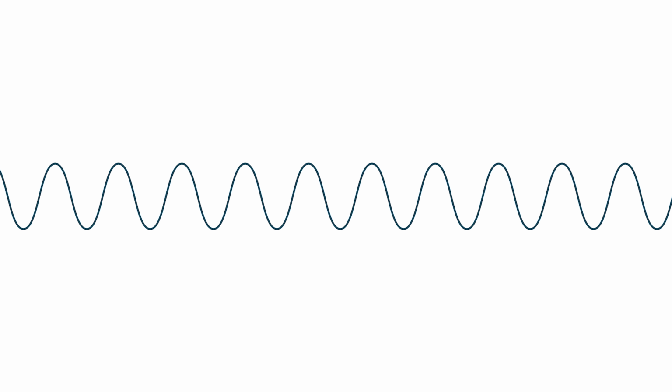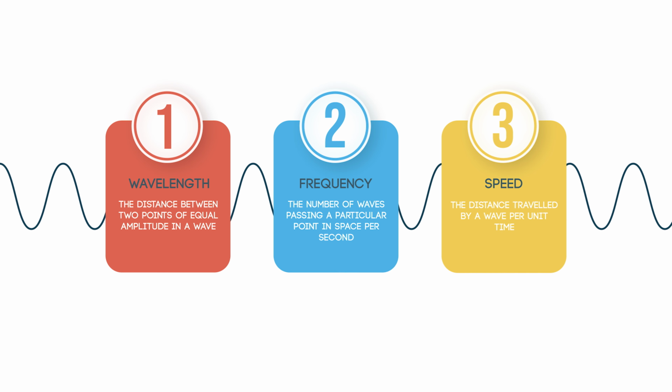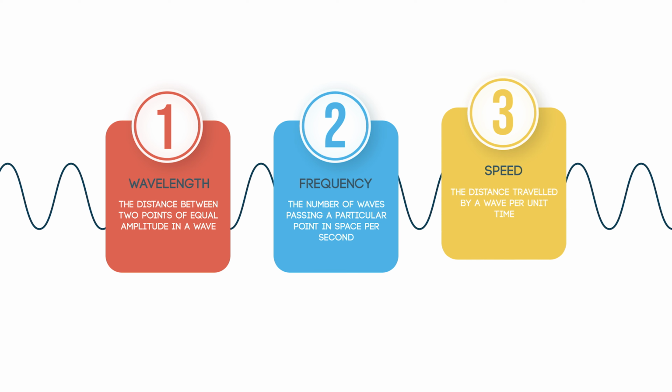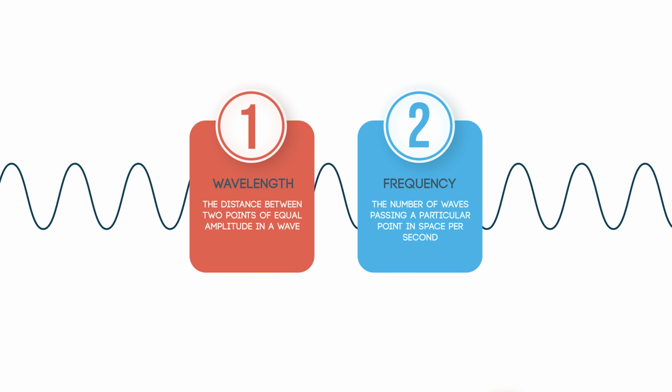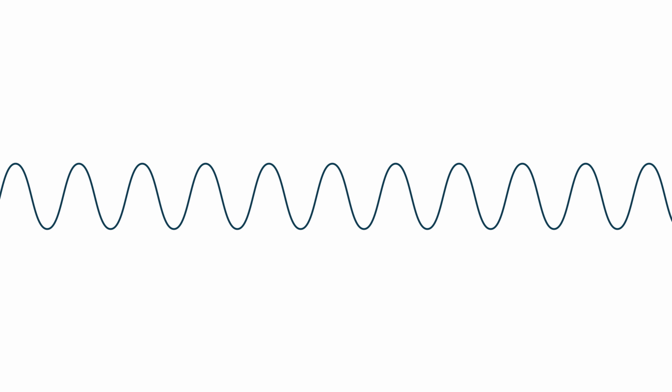Like all waves, electromagnetic waves have three properties: wavelength, frequency, and speed. All electromagnetic waves, however, travel at the same speed, the speed of light. So we will only consider wavelength and frequency, since only these two variables change for electromagnetic waves. If we stop this wave moving for a moment, we can measure its wavelength, the distance between 2 points with the same amplitude. For example, the distance between 2 peaks or 2 troughs.